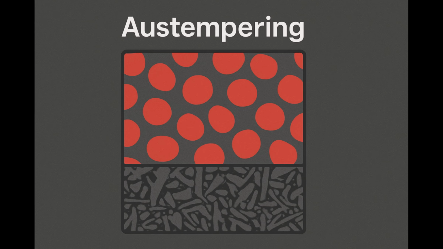Cooling to room temperature. After the bainitic transformation is complete, the steel is cooled to room temperature, usually in air. No further transformation occurs during this final cooling step.